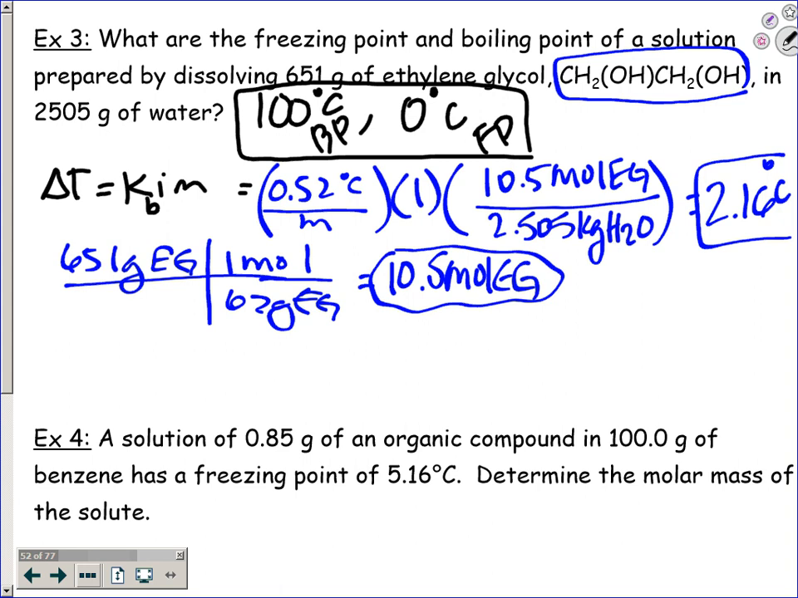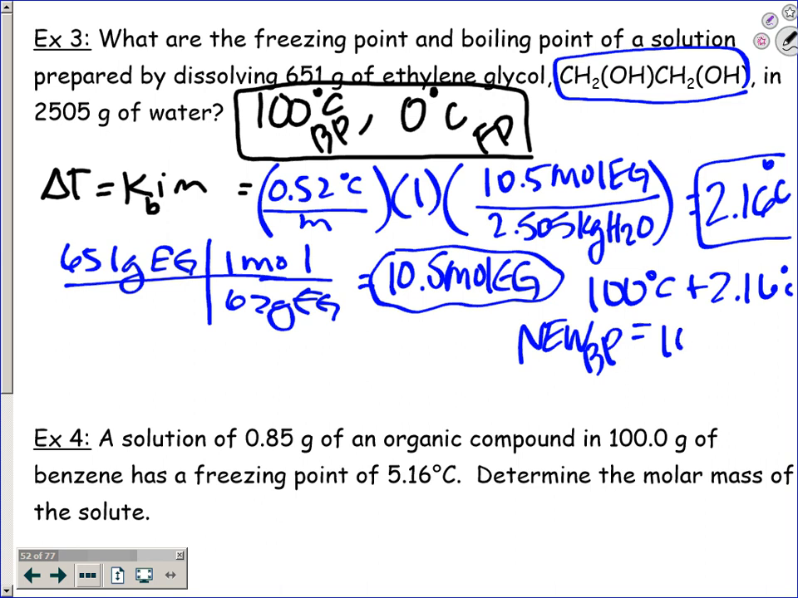Elevation. So normally the boiling point of water is 100. What is it now upon addition of ethylene glycol? So we're doing the normal plus, so elevated plus 2.16. So we get the new boiling point to be 102.16.